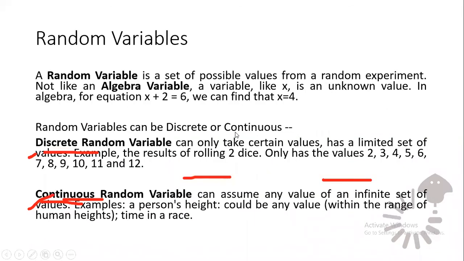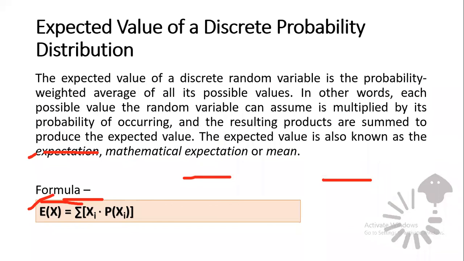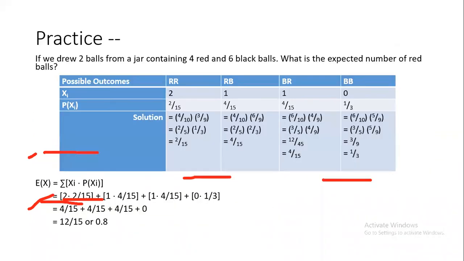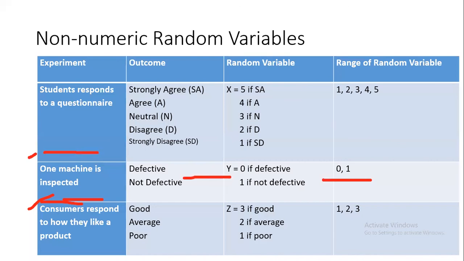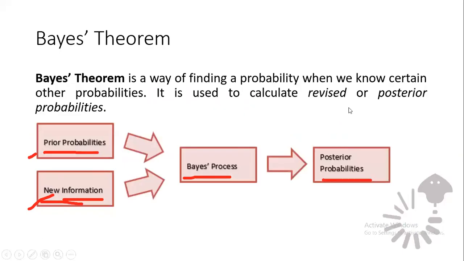Next to that is discrete variables, discrete probability, expected value, mean, variance, and standard deviation. Excuse me. Let's stop there. We will continue next meeting.